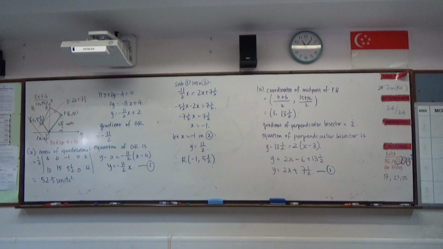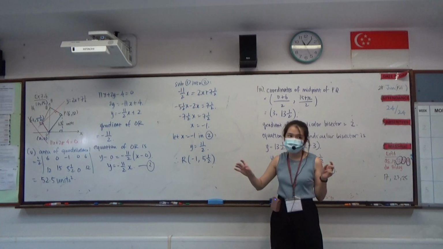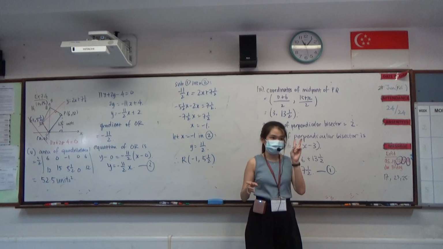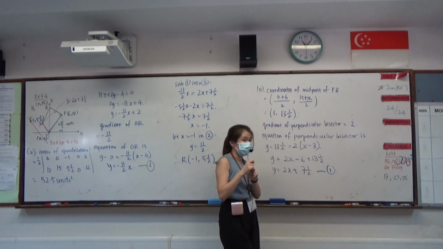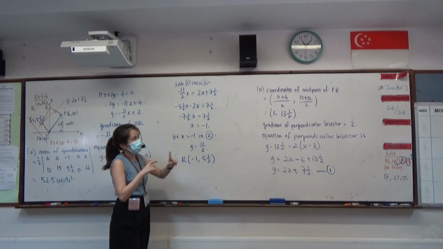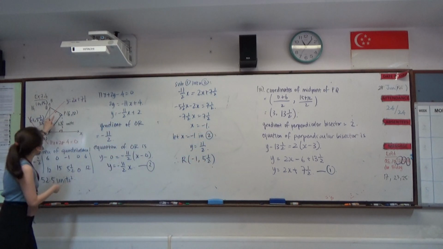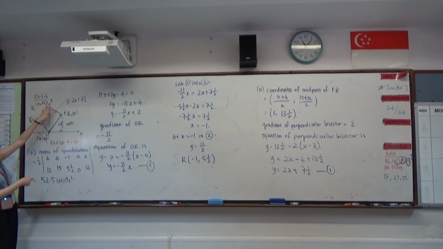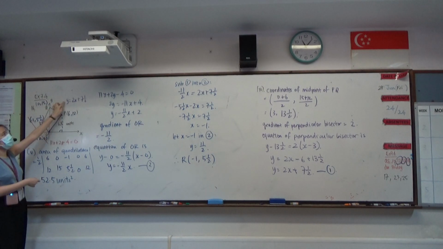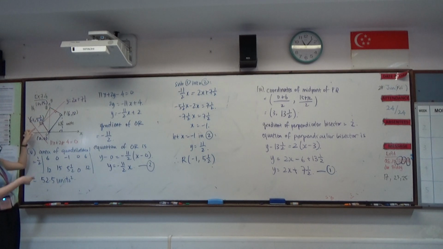Are there any questions? Yes, answer. How do I get the gradient of the perpendicular bisector? Because perpendicular bisector is made up of two parts, perpendicular and bisector, right? Bisector helps us to get the midpoint. The idea of perpendicular will give us the gradient, because when we know the gradient of PQ, the gradient of the perpendicular bisector will be negative 1 over the gradient of PQ.